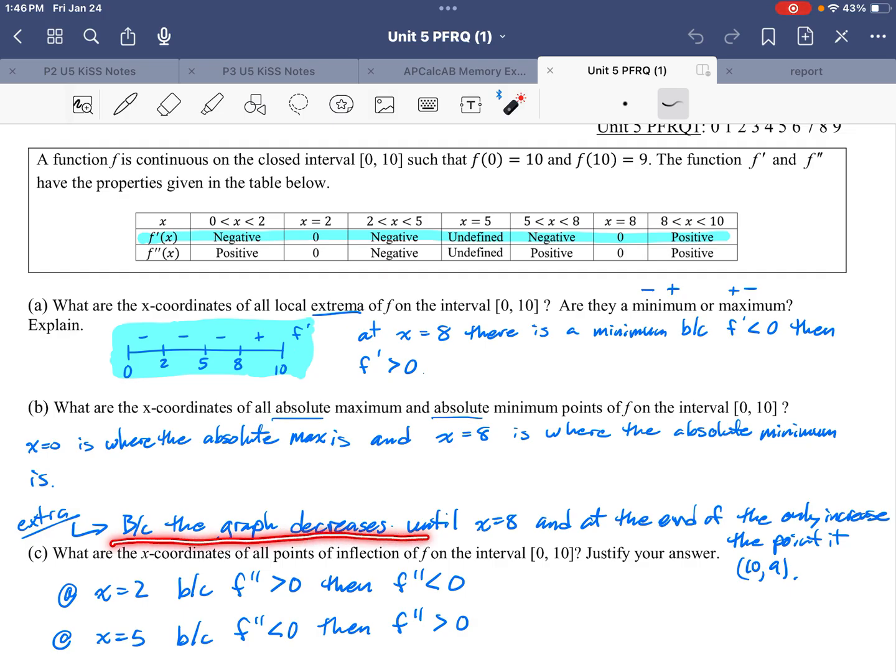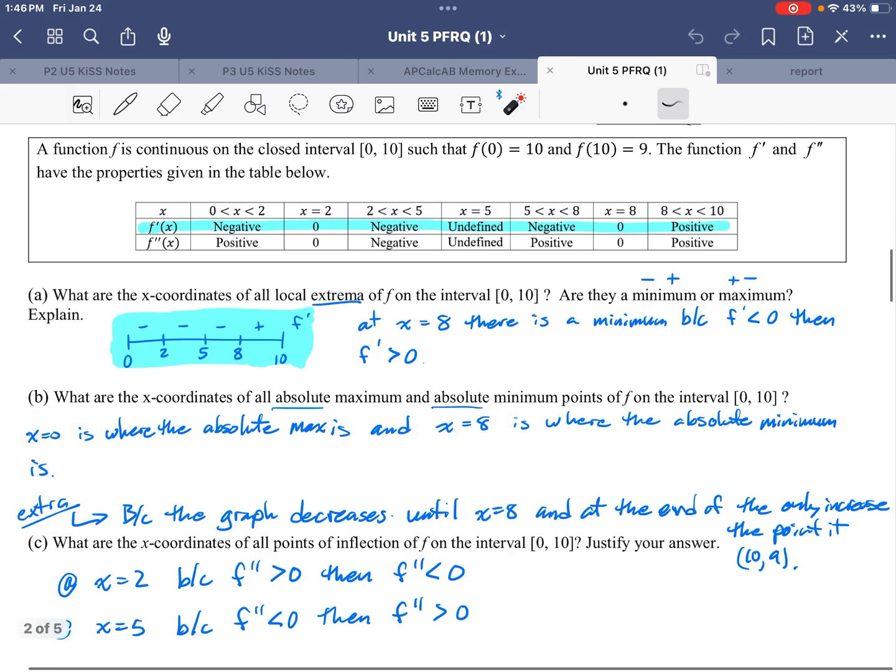Because the graph decreases until x equals 8, and at the end of the interval it can only increase. Wow, someone's got to work on this guy's English. We only make it up to 9 at 10. But anyways, we know for sure that 0 is where the max is and 8 is where the min is. And I have an explanation here that has bad English.